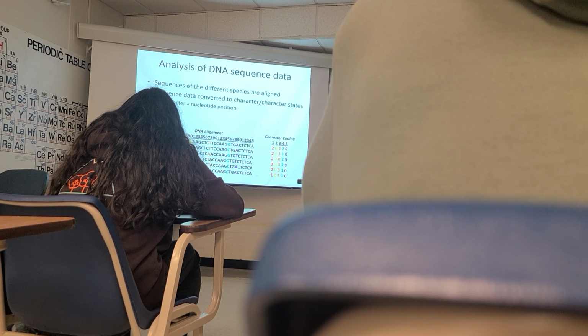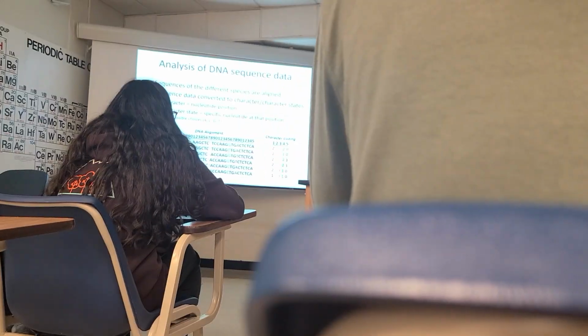So our character in this particular case is our nucleotide position. What number position are we at right here? And then our character state is going to be whatever nucleotide we have at that position. There's only 4 possible choices. Do you have an adenine there, a cytosine there, a guanine there, a thymine there? Okay? So go to each of the positions and do that.